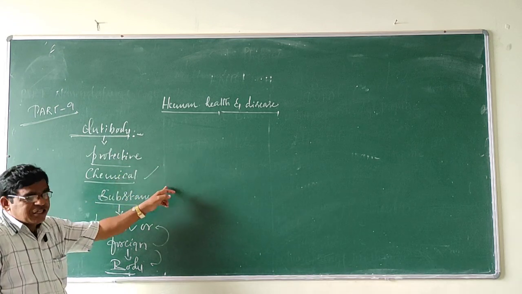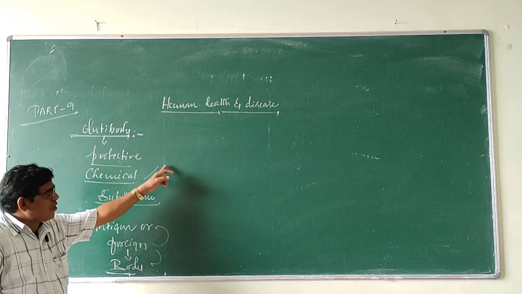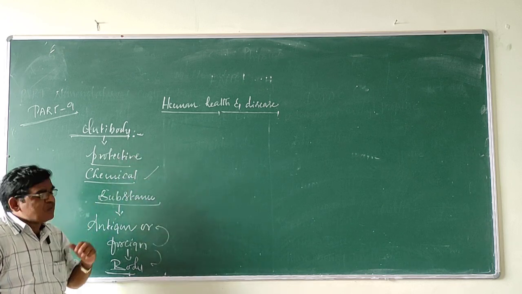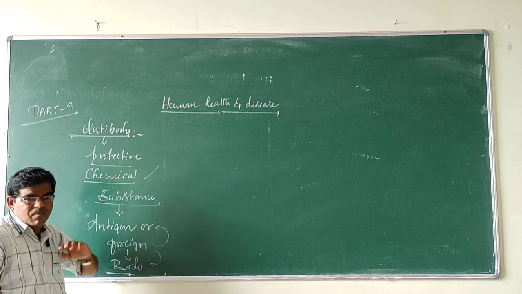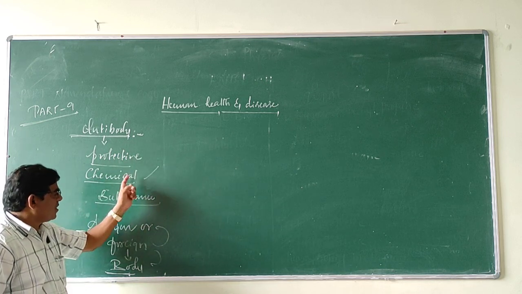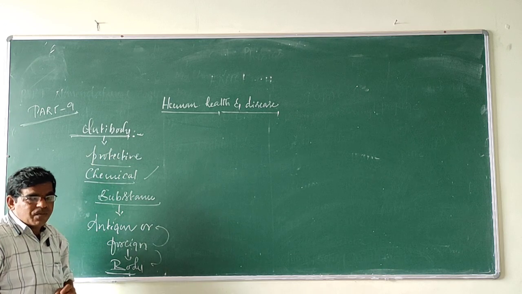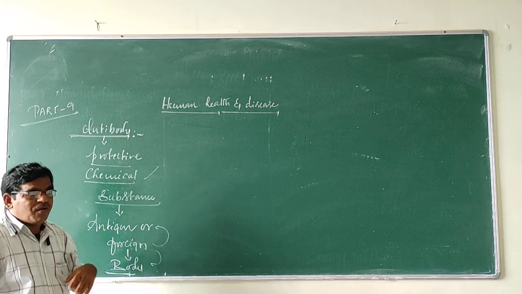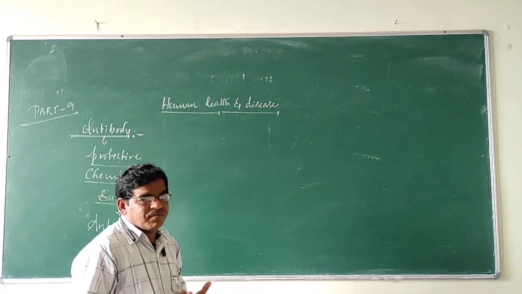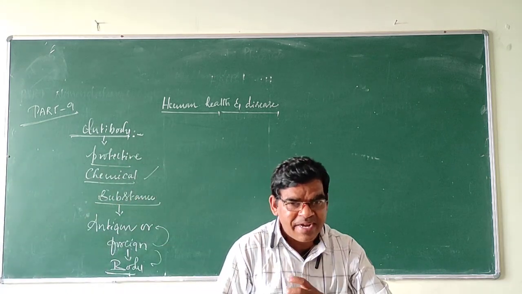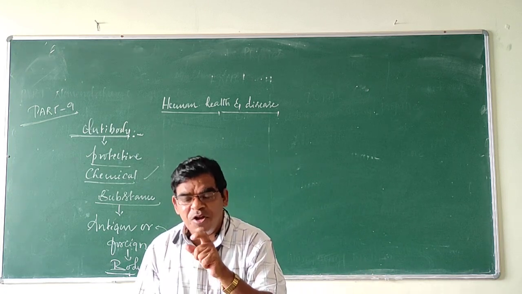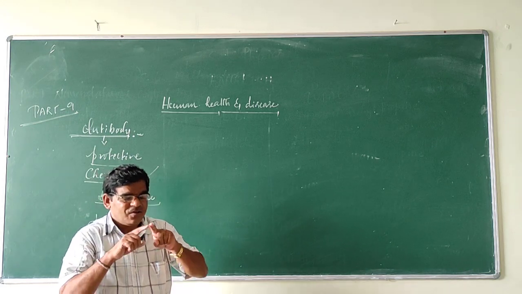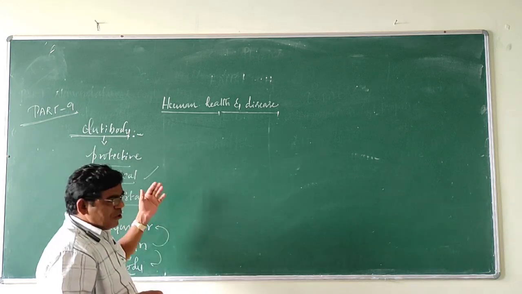Generally antibodies are Y-shaped molecules, and they are protein molecules. They have a Y-shaped structure, and they are made up of 4 polypeptide chains, 2 heavy chains and 2 light chains. That's why antibody is represented as H2L2. I have discussed in detail the structure of antibody.